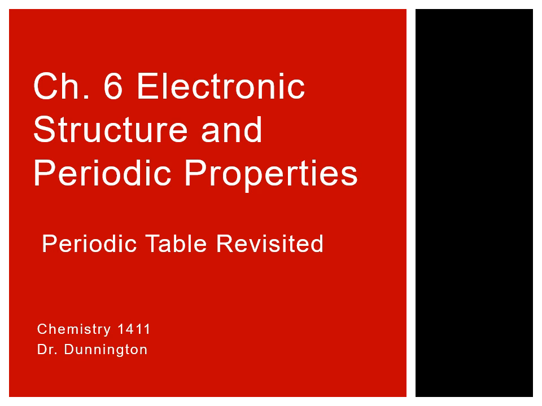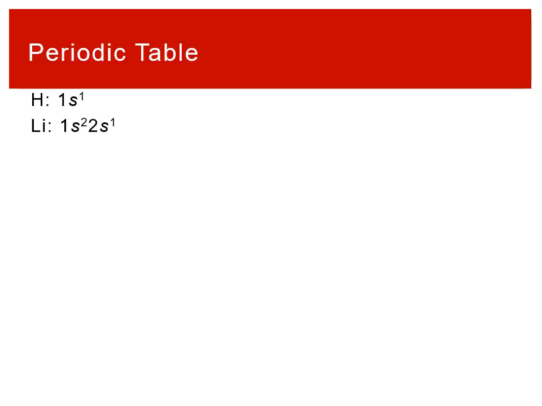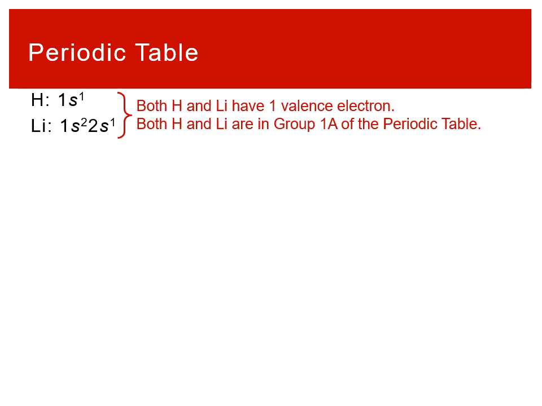I want to take some time now to revisit an early topic, the periodic table. All right, so with this newfound knowledge of valence electrons, we want to take a look at the periodic table and return to how the valence electrons are related. So if we look at hydrogen and lithium, 1s1 and then 1s2 2s1 for lithium. And if we look at the periodic table, these are both in group 1A of the periodic table.